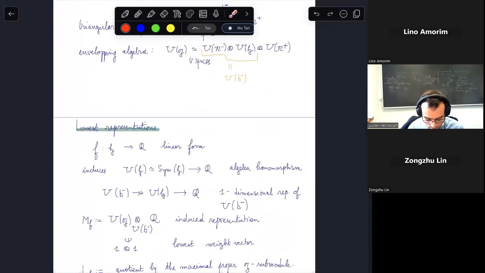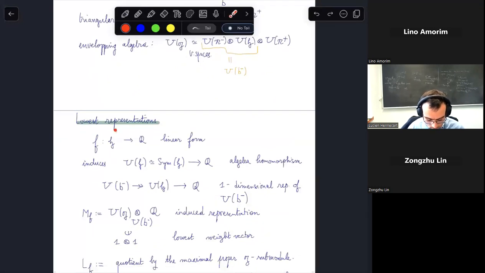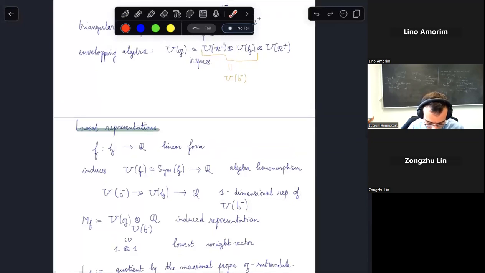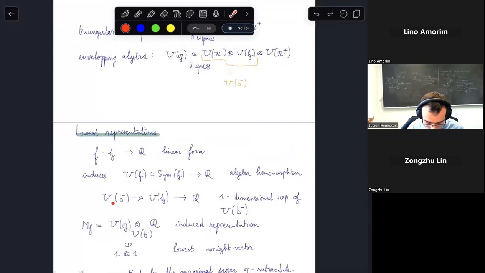So how to do that? The construction is as follows. You start from a linear form from the Cartan to the rationals, which induces an algebra map from the enveloping algebra of the Cartan, which is just a polynomial algebra because H is commutative, to the field of rational numbers. Now you can project the Borel part onto the Cartan part and compose with the algebra homomorphism we just constructed. What you get is a one-dimensional representation of the negative Borel.